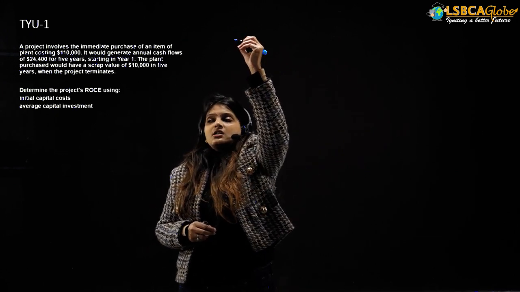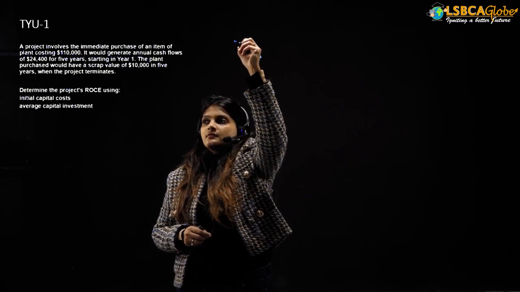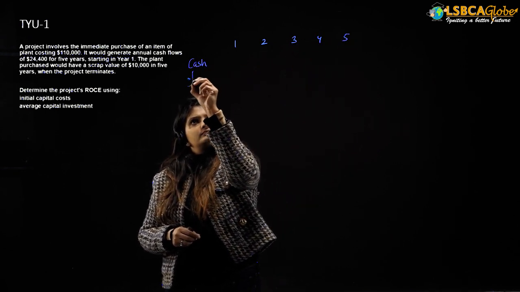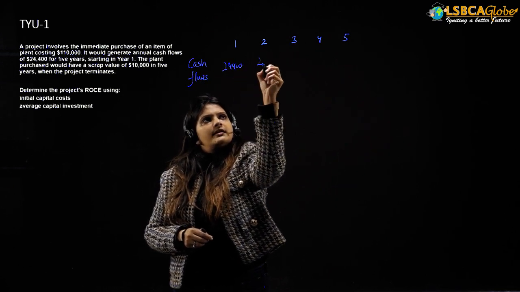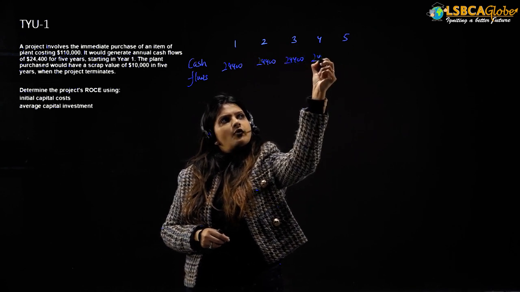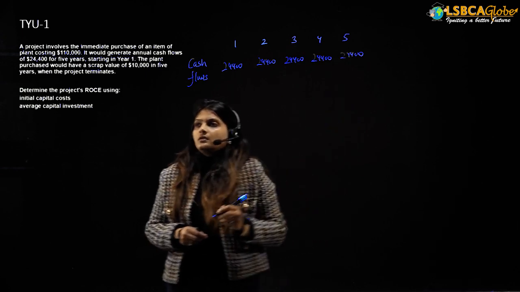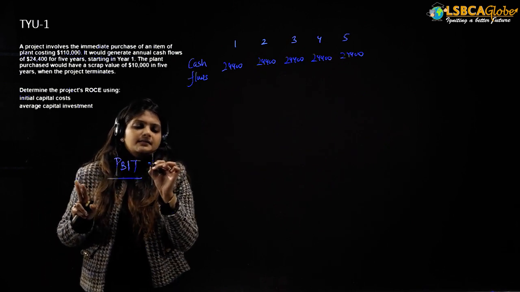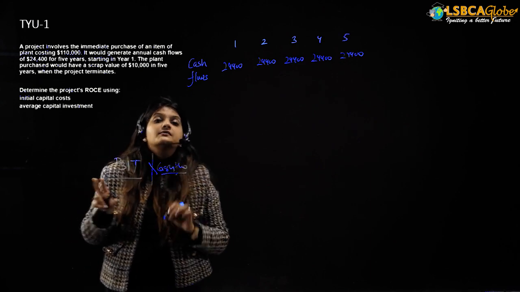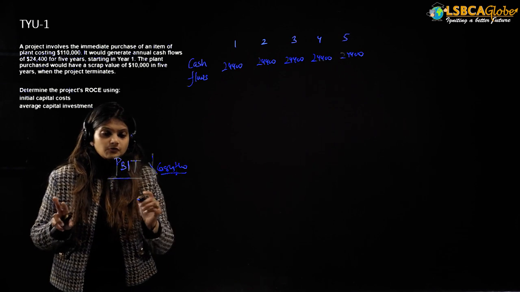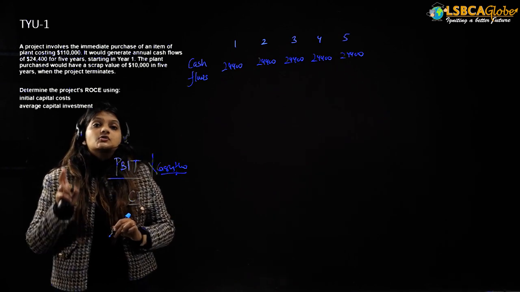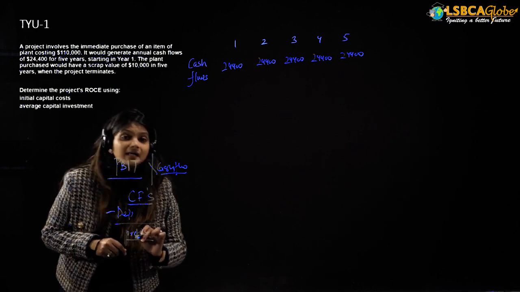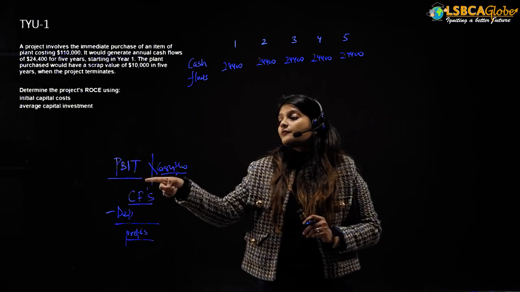Now, using initial investment, how do we calculate ROCE? Of course, there are cash flows given: 24,400, 24,400, 24,400, 24,400, and 24,400. Now, ROC uses PBIT, not cash flows. If you are given the cash flows, which involve inflows and outflows, you need to subtract the depreciation part from them to calculate your profits. This method specifically uses profits, not the cash flows.